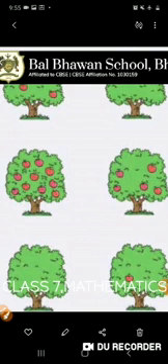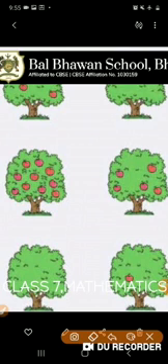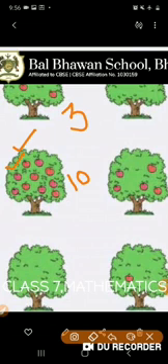Children, look at this example of our daily life. If I ask you to count the number of apples in all these trees, how many apples are there in the first tree, children? Yes, it's 3. How many apples are there in the second tree? Let's count: 1, 2, 3, 4, 5, 6, 7, 8, 9, 10. There are 10 apples in the second tree. What about the third tree, children? How many apples are there? There is no apple. This tree is without any apple.